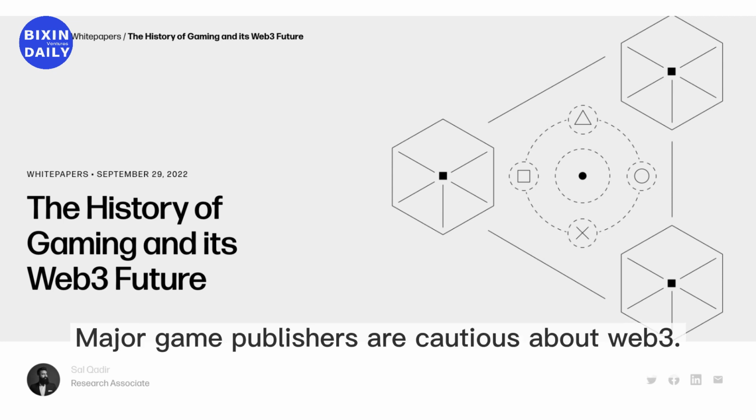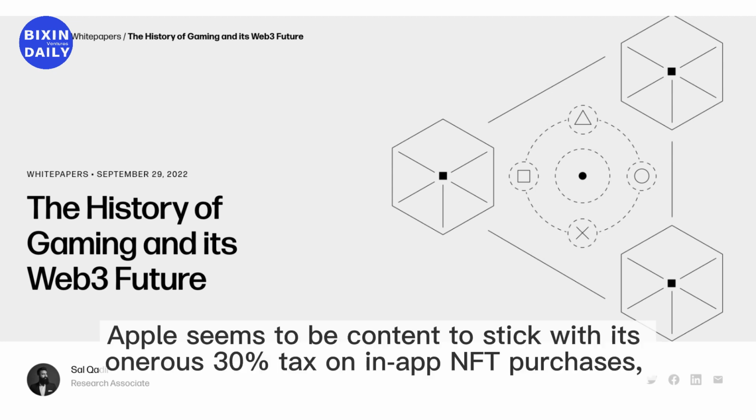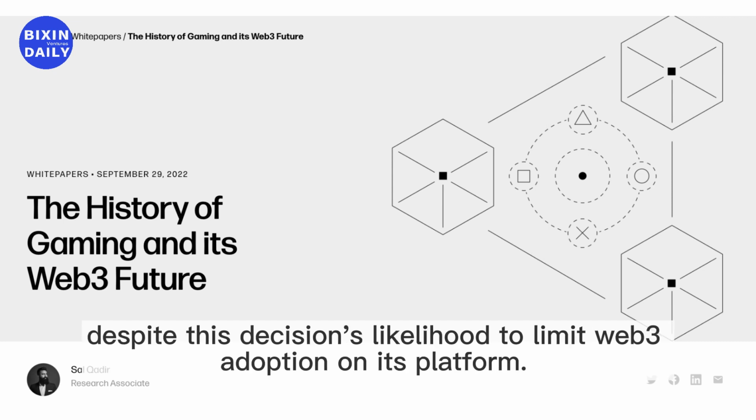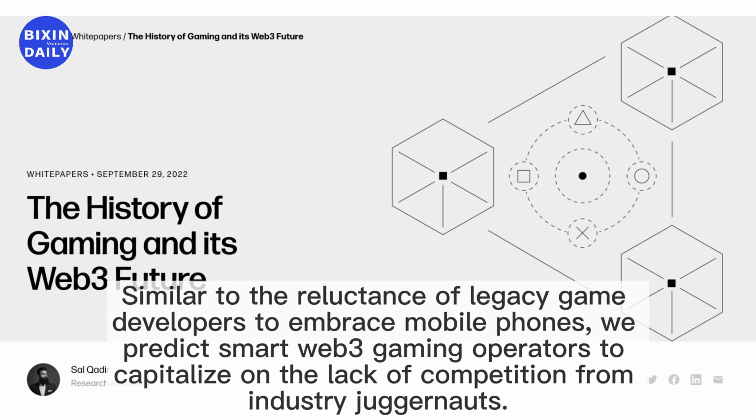Major game publishers are cautious about Web3. Ubisoft has walked back on their initial bullish comments towards NFTs. Apple seems to be content to stick with its 30% tax on in-app NFT purchases, despite this decision's likelihood to limit Web3 adoption on its platform. Web3 game development will likely occur at the fringes until mainstream adoption hits another inflection point. Similar to the reluctance of legacy game developers to embrace mobile phones, we predict smart Web3 gaming operators to capitalize on the lack of competition from industry juggernauts.